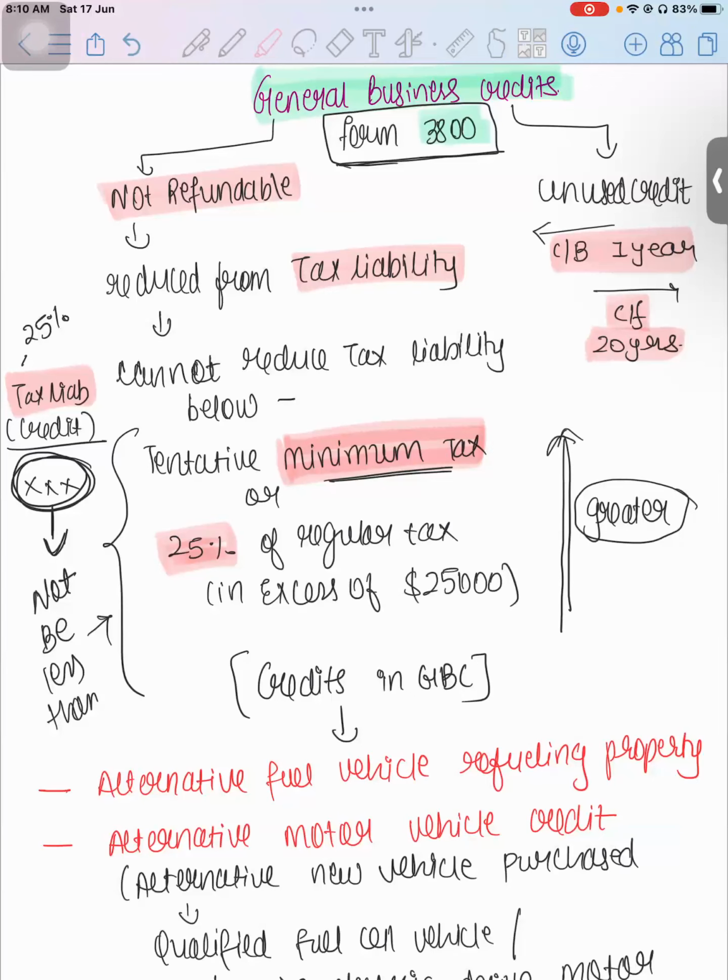So see, here the credit is limited. This credit can only be taken up to the limit of this calculation, that is AMT, tentative minimum tax, or 25%. So what about the remaining credit? The remaining credit can be carried back for 1 year, or it can be carried forward for 20 years.